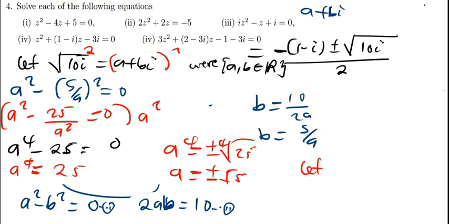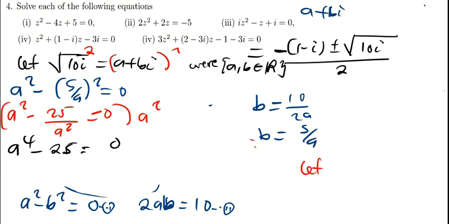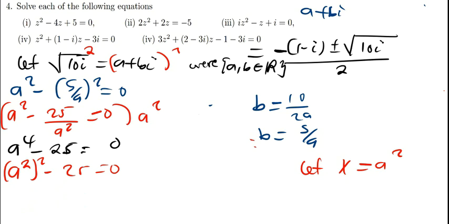But if you don't understand here, the best thing we can do is this. Let me show you. Since we have got a to the power 4, just say let x is equal to a squared. Okay, and you know that this can be written as a squared, again squared, minus 25 is equal to 0. So where there is a squared, replace it with x. So it will be x squared minus 25 is equal to 0.